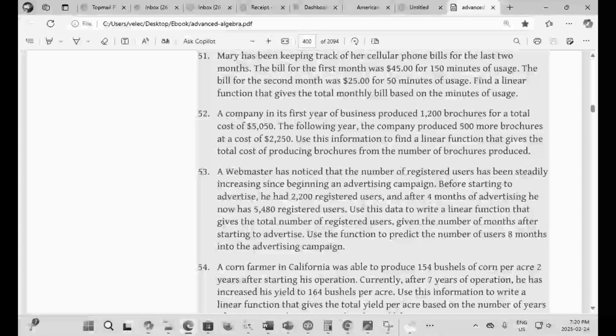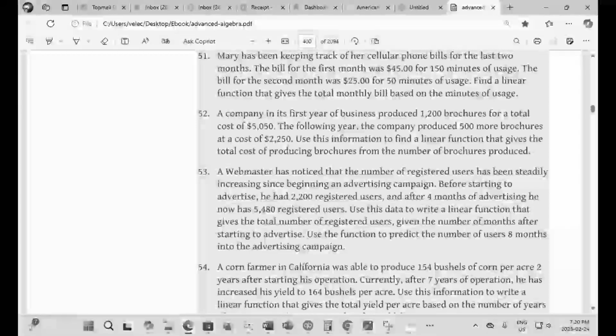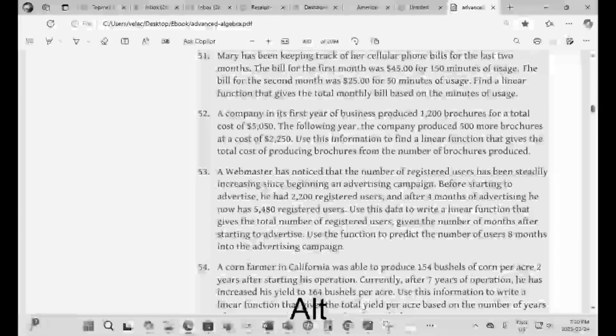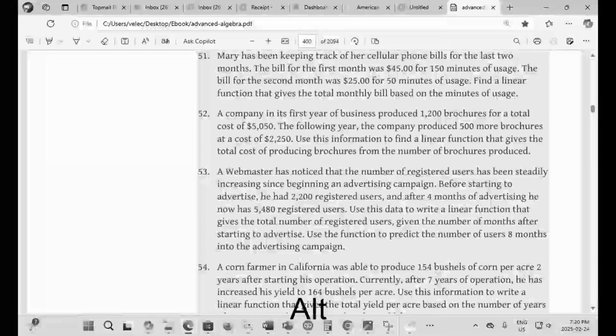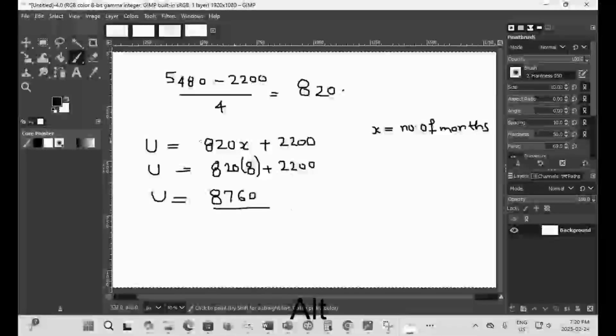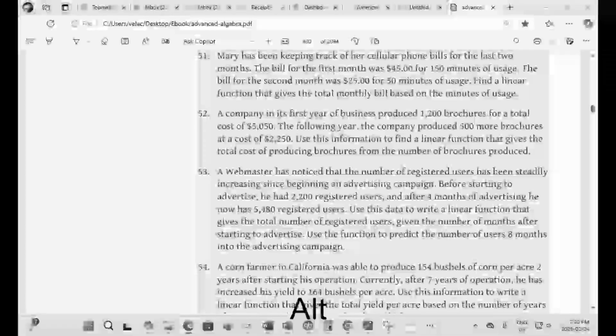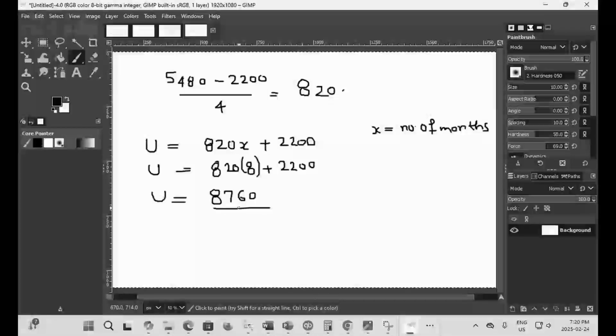So if you start off with 2,200 registered users for the advertising campaign, and within a month you see an increase of 820 users, after 8 months you will have a total of 8,760 users. This is applicable to advertising for YouTube, for your web page, your website, blog, and so on and so forth.